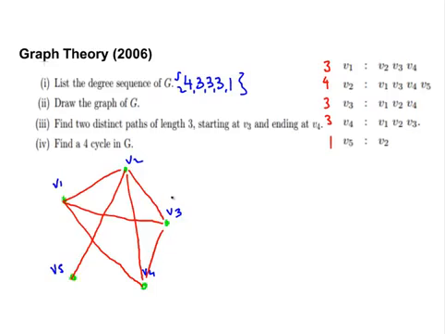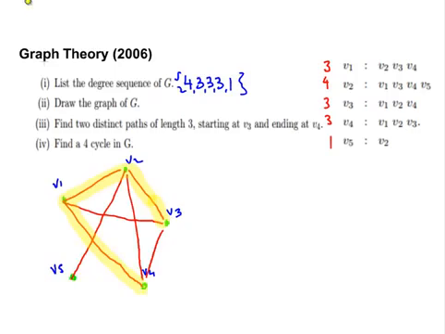Now, what we're going to do here is find two distinct paths of length 3, starting at V3 and ending at V4. So we're going to put in one path here. First off, it has to go in by here. So it can go this way, and down that way there. So it goes on the edge from V3 to V2, then V2 to V1, and then V1 to V4.